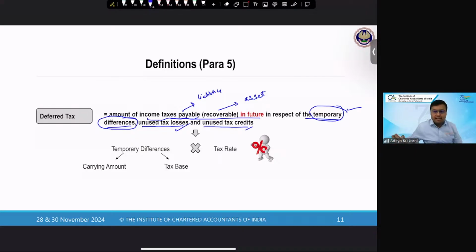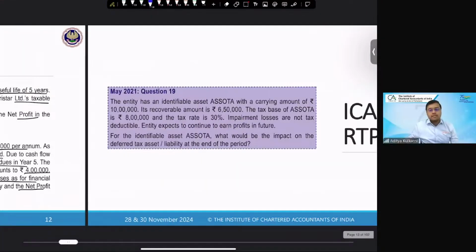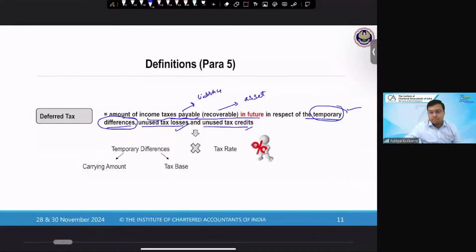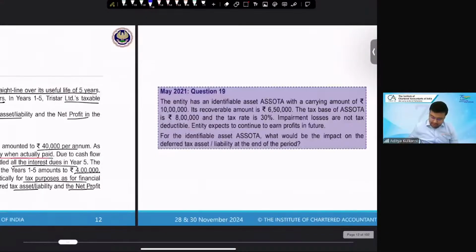What are unused tax losses and unused tax credits? We will see at the appropriate time. But are you comfortable with the deferred tax meaning? Okay, good. Hope you are able to follow. So now let us continue. These two questions we did.